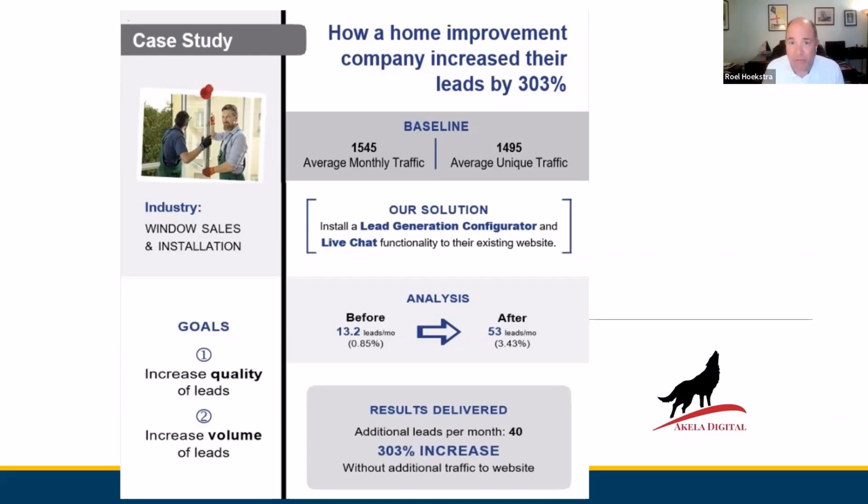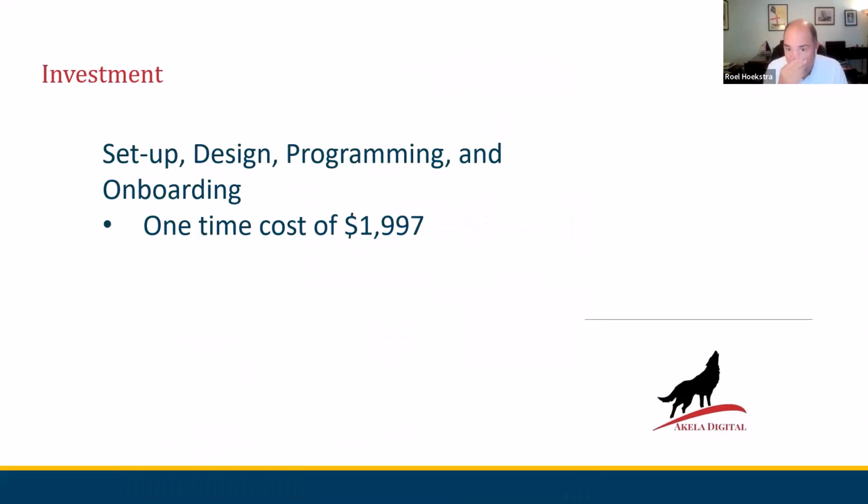Second thing, of course, is this is a window, same thing. They went from 13 to 50 leads on 1,500 monthly visitors. So, you know, the configurator just gets you the better leads, the higher quality leads, and more of them without doing anything other than giving your site visitors what they want when they come to your page.